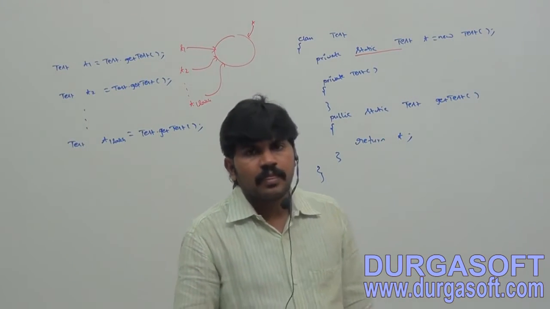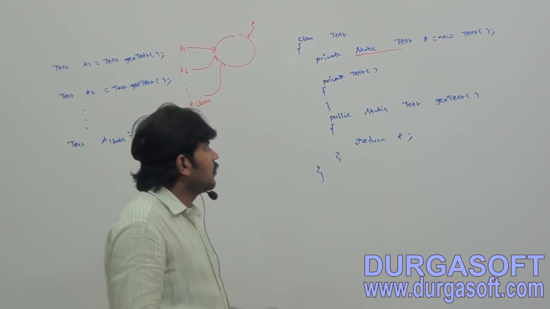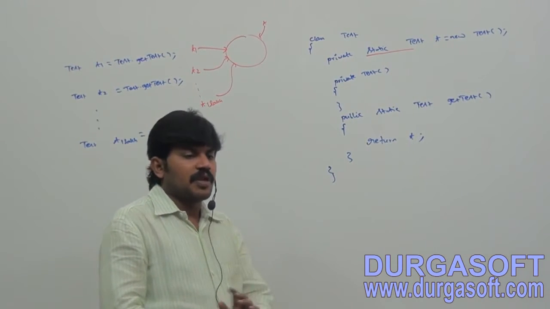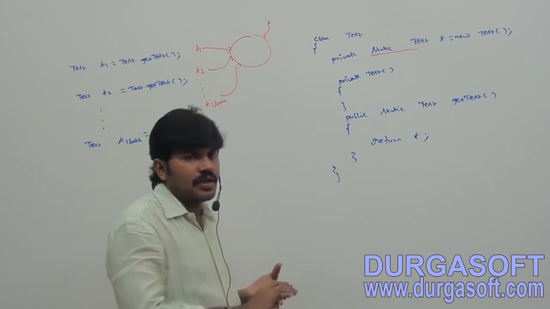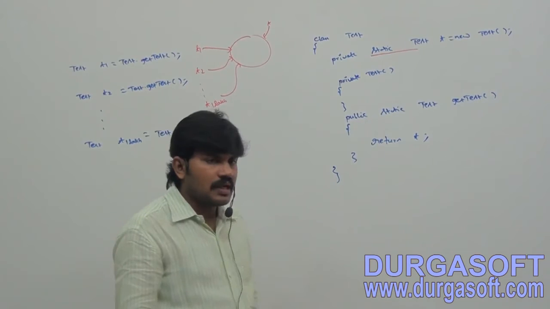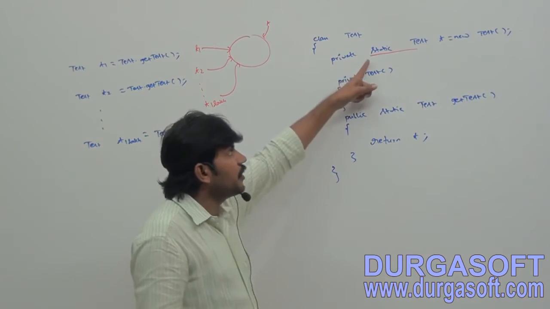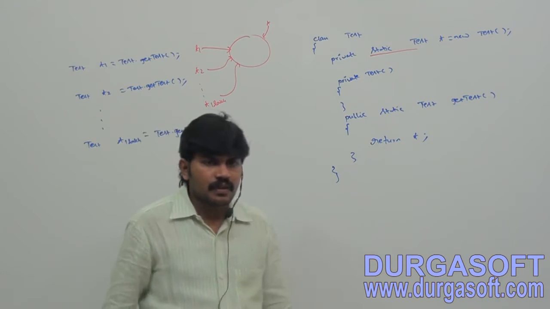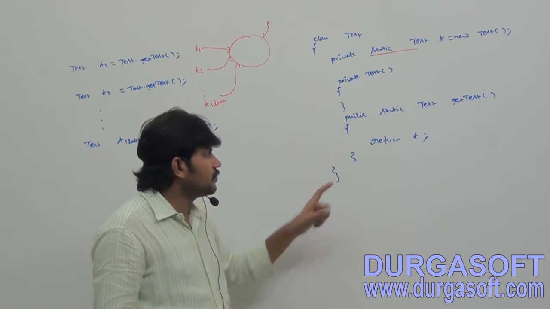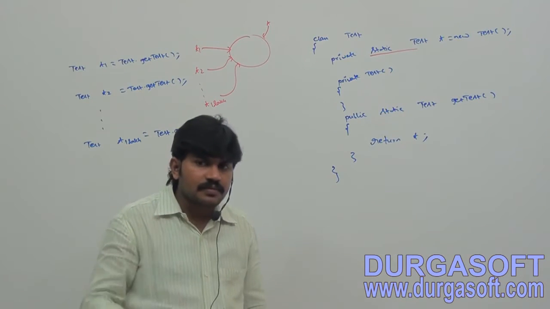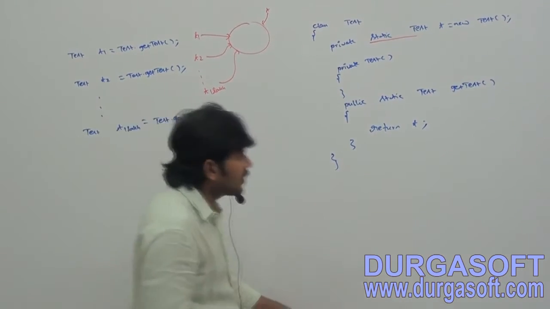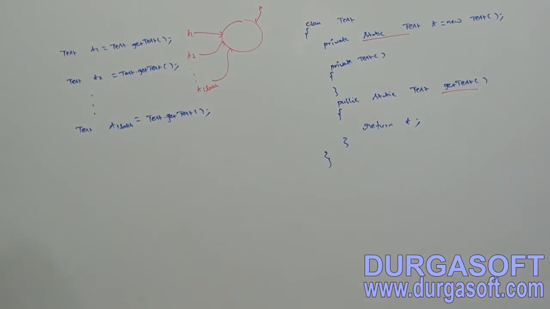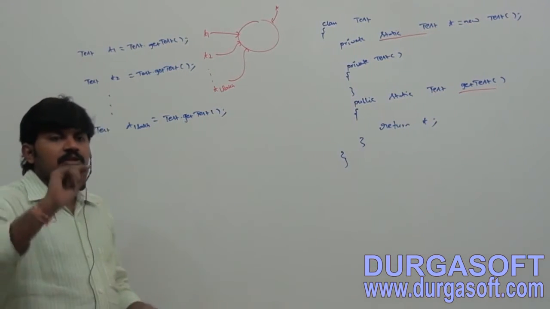For this we have to use a private constructor, a private static variable, and a public factory method. Okay, this is approach 1.